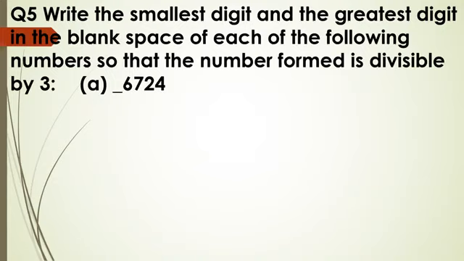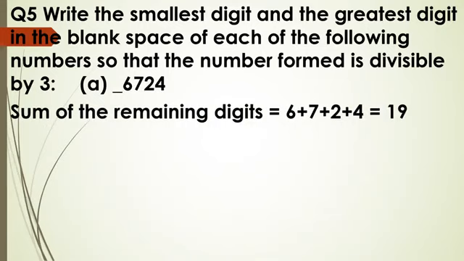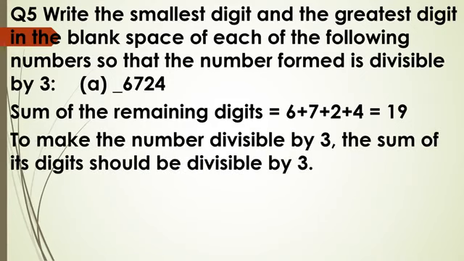So let us find out the sum of the remaining digits. It is 6 plus 7 plus 2 plus 4, and plus the blank also, you can write down, which is equal to 19. Is 19 divisible by 3? No. So what do you add in 19 to make it divisible? That is the smallest number.